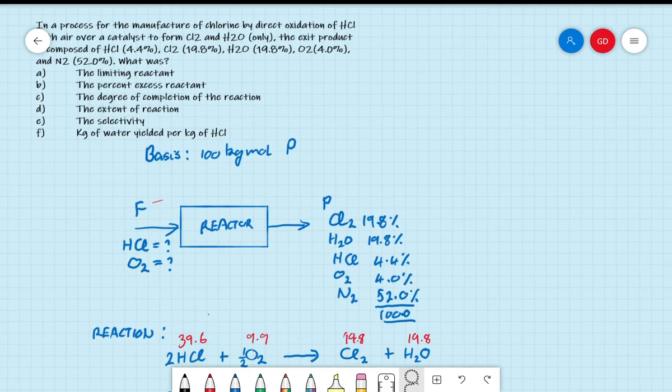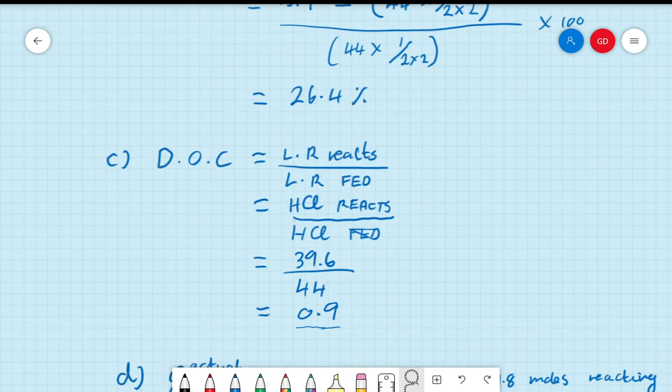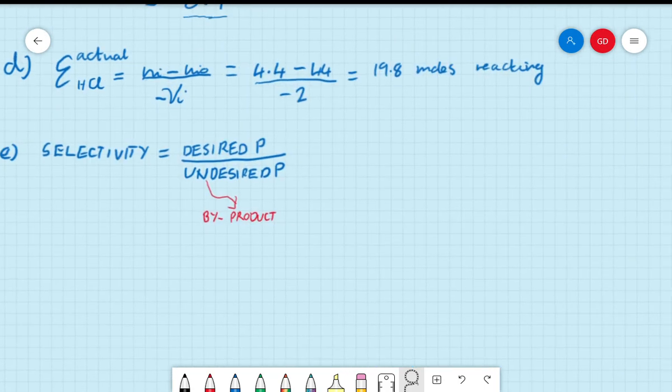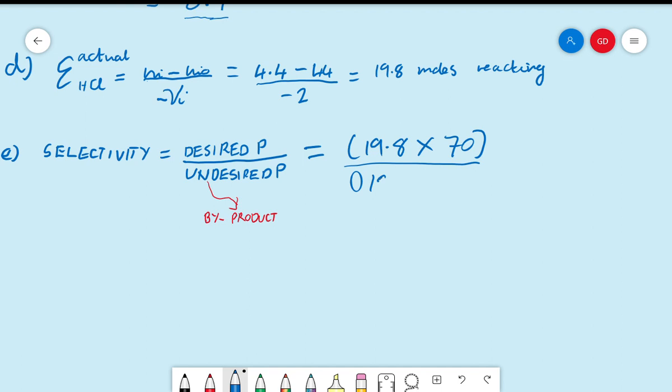So this is the main product, and this is the byproduct. You can just use the moles there, and you can even use the kilograms. It works best that way. So the desired product being chlorine is 19.8 times 70, which is the molar mass, 70. And the other one is also 19.8 times the molecular weight of water.